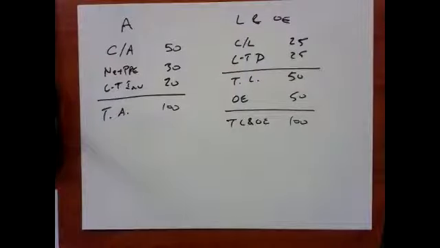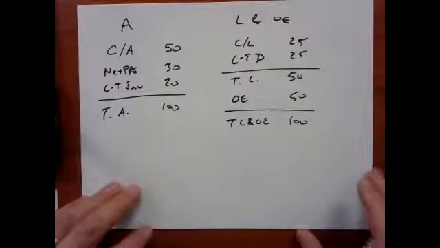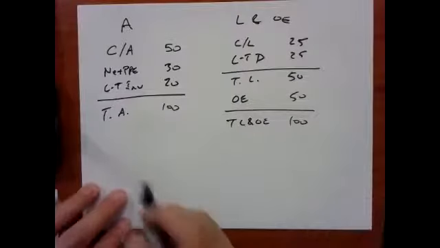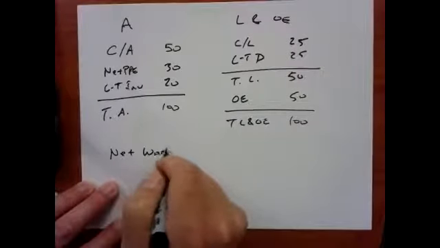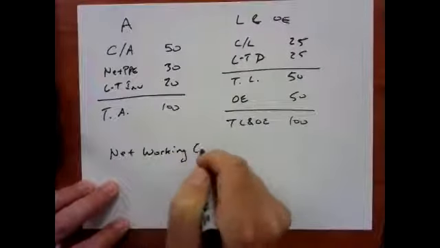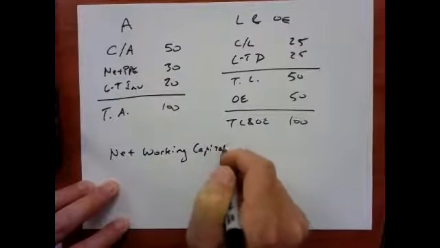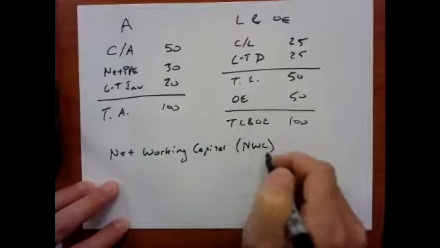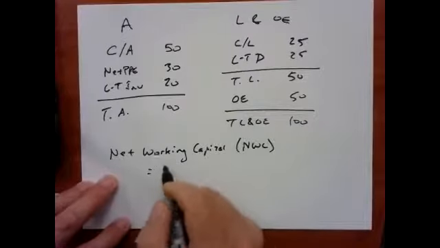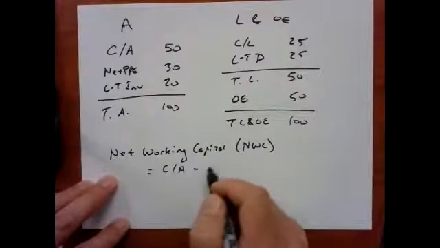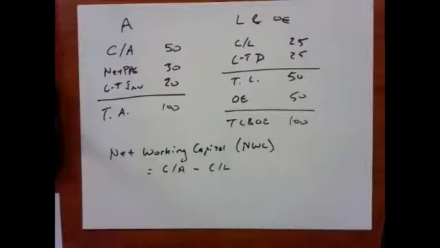All right, so I want to show you two ratios and kind of a measure. So the first one, the measure, is called net working capital. Net working capital is really simple. It's current assets minus current liabilities. That's it. Okay. Current assets minus current liabilities is net working capital.